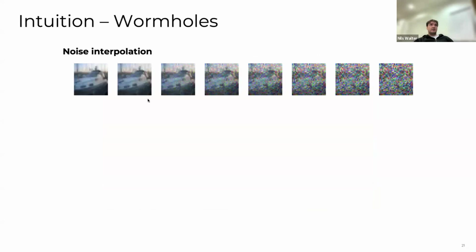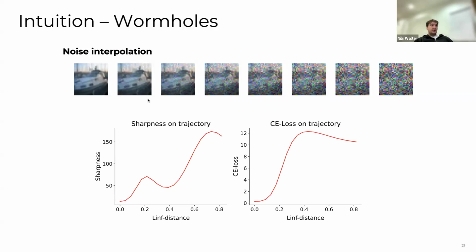The first step was just to do noise interpolation. It's known that at some point you will just flip the label because you have pure noise, but it's still not clear how the sharpness changes on this trajectory. And this looks something like this. On the x-axis, I plot the L infinity distance and on the y-axis the sharpness. As you progress to more or less pure noise, your sharpness goes up with a little bump here around 0.4, while the loss increases and then goes down a bit. But still, it's not really flat, as we saw for the adversarial attacks.